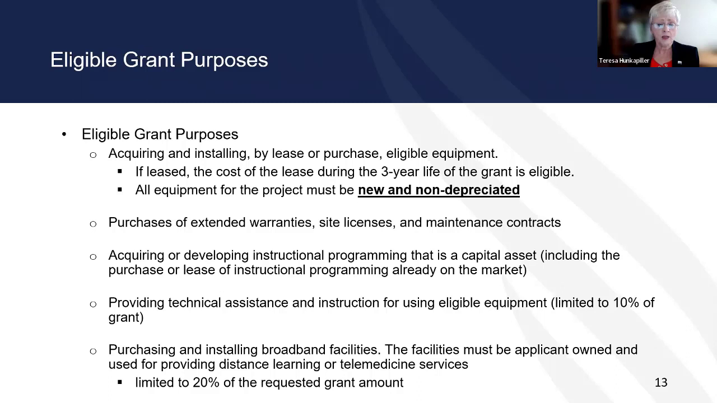And the final point is you can purchase and install some broadband facilities, but these facilities must be owned by the applicant. They cannot be owned by the local telephone company or internet service provider. And this is limited to 20% of the requested grant amount. Okay, let's go a little further.